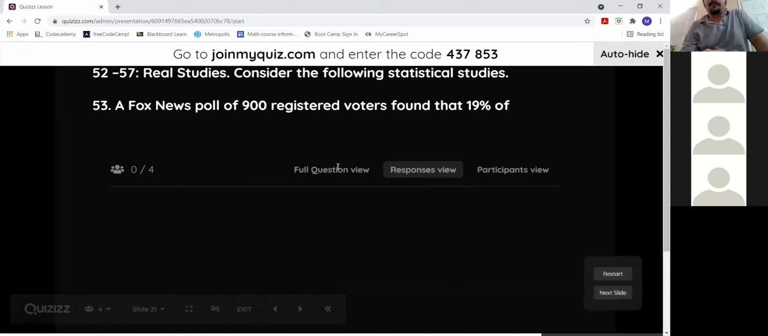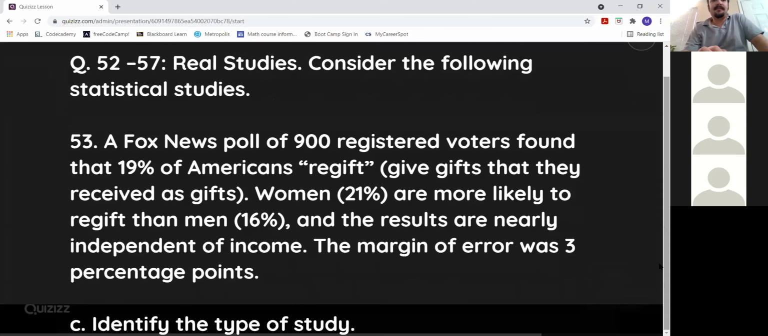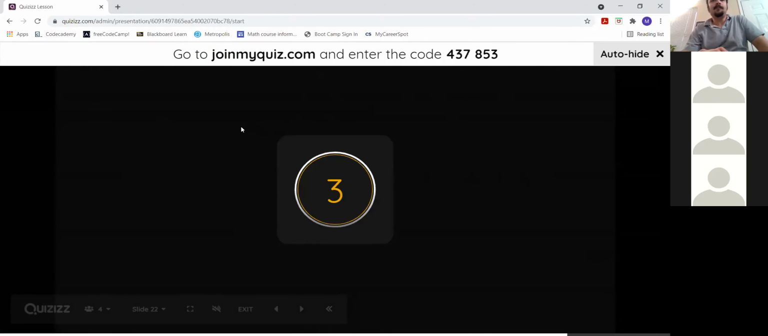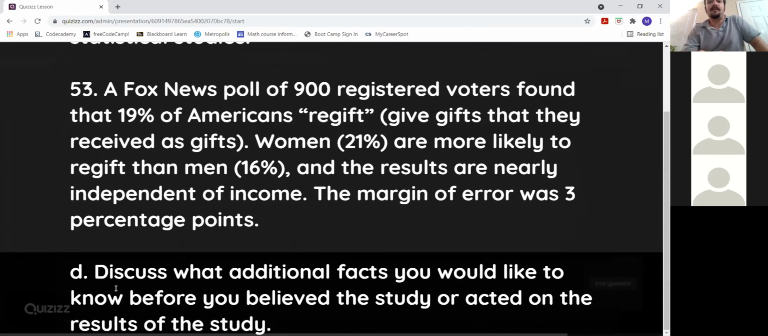Okay. And the last thing is, next thing is identify any more information you might want to know. It's something along those lines. What does it say? Discuss what additional facts you would like to know before you believe the study or acted on the results of the study.